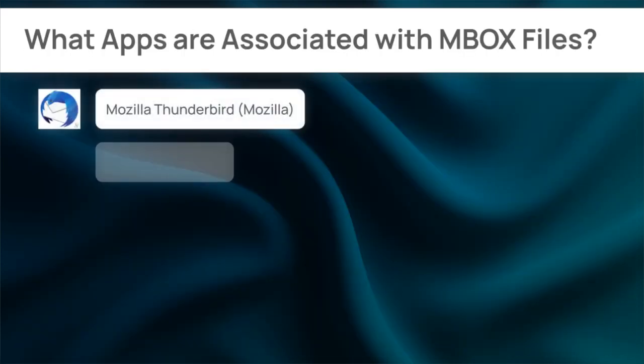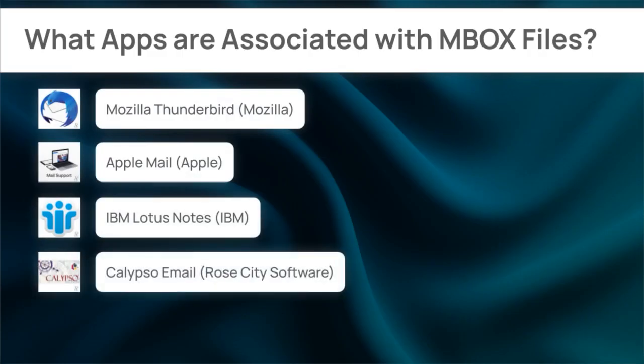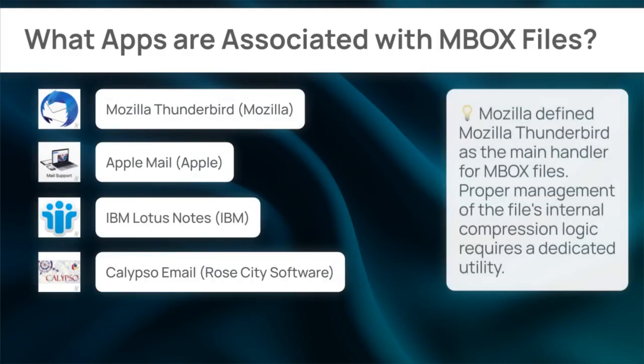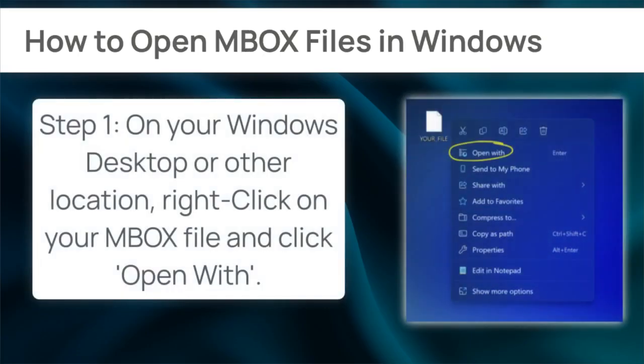To gain full access to MBOX, the application needed is Mozilla Thunderbird from Mozilla. Proper management of the file's internal compression logic requires a dedicated utility. Windows may load the file, but rich text and attachments need email-aware tools to display correctly. We are checking the software list for a guaranteed opener.